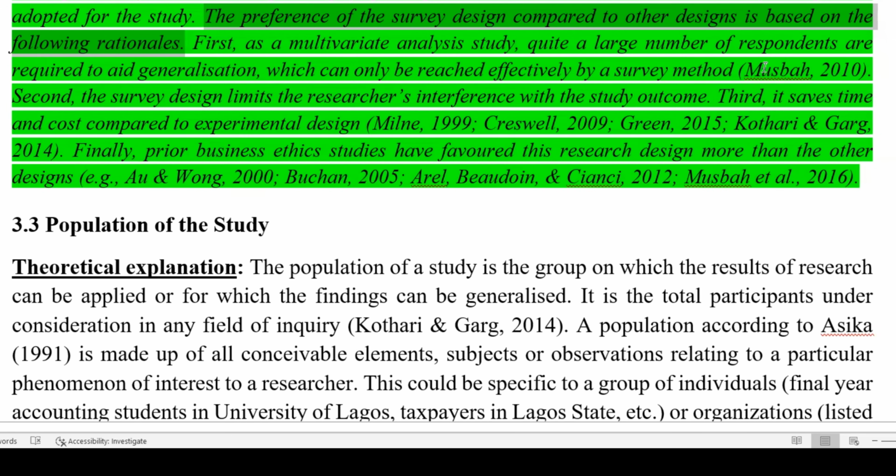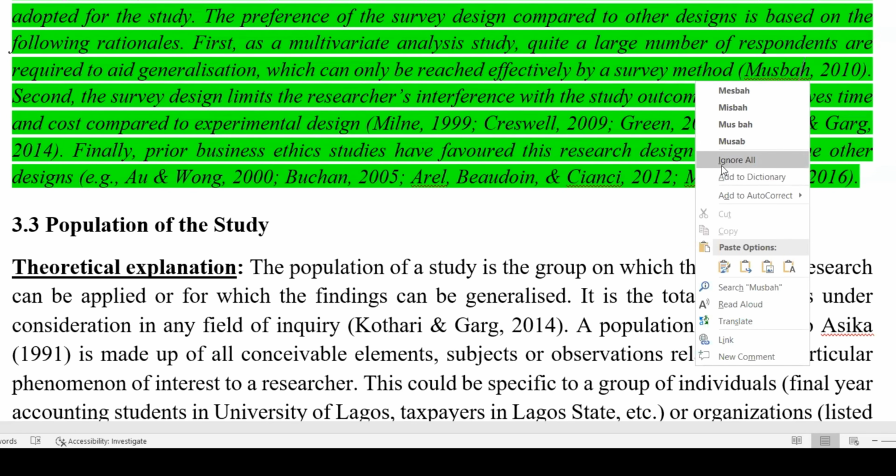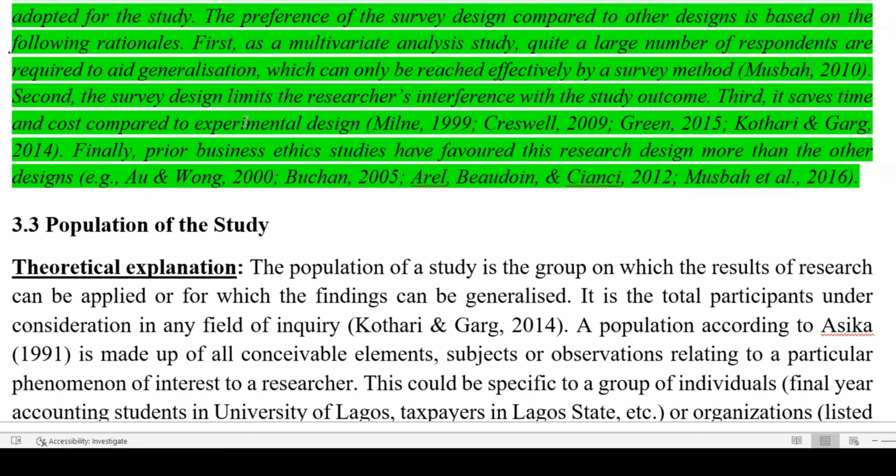So you have to justify and provide citation why survey is the best for your study. You are at liberty to choose whichever design you want to choose, but explain it and justify it. And this is the justification. Secondly, the survey design limits the researcher's interference with the study outcome. Third, it saves time and cost compared to experimental design. And finally, other people have used the survey design.